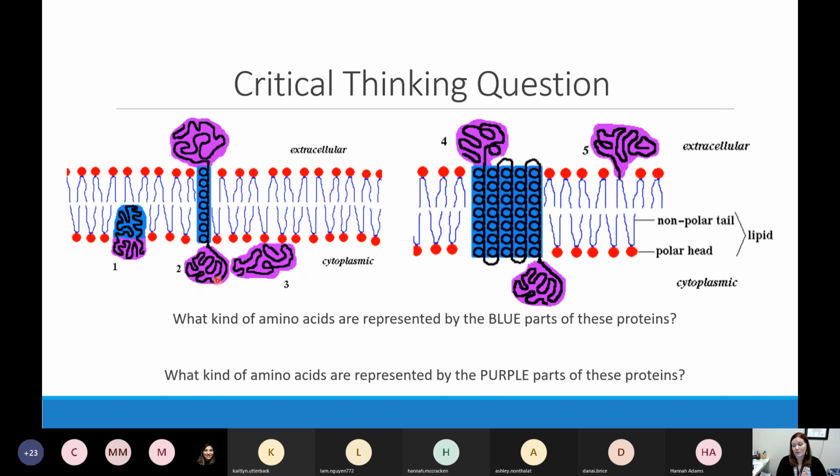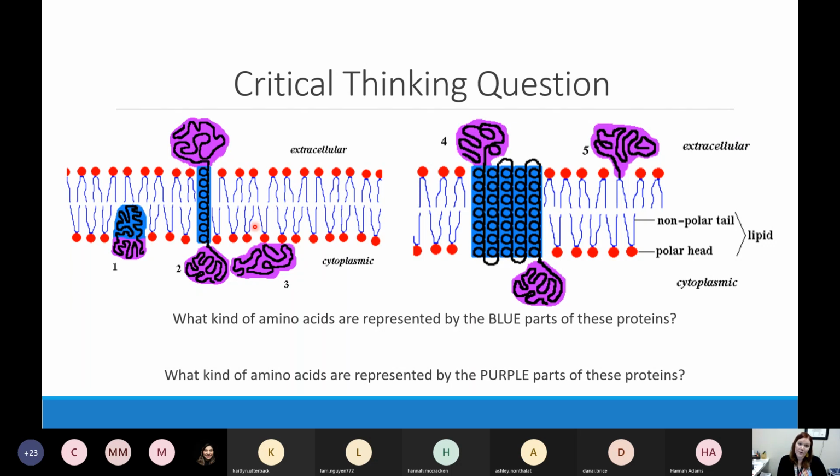How do we feel about using the functional groups, using the personality types of amino acids to predict where they'd be found? Thumbs up, thumbs down, nervous face. What do we think about that? Good. Okay, getting several thumbs up.